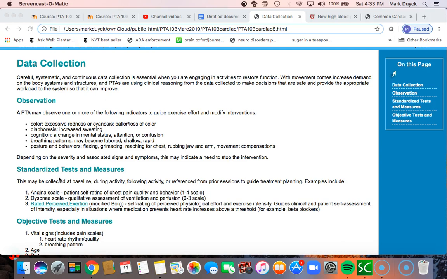You are on the front line. You are spending more time with the patient one-on-one than most other healthcare providers. So knowing these key terms and being able to describe these terms in your charting is really important. Knowing, for example, that diaphoresis means increased sweating is really important. Knowing what cyanosis is, that is a loss of color as opposed to redness.